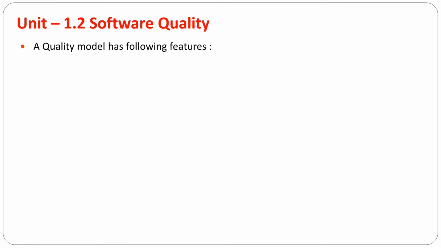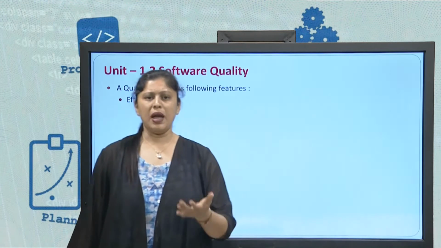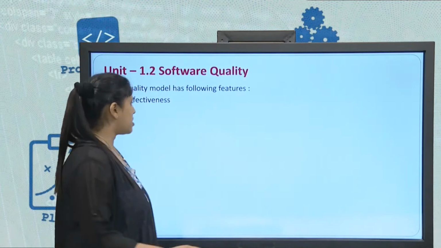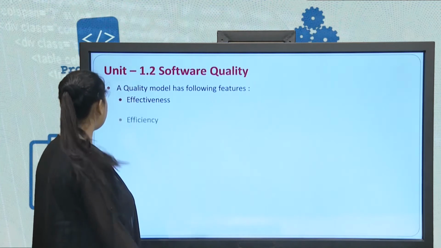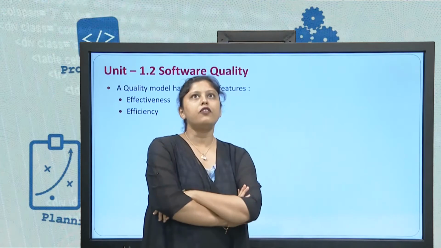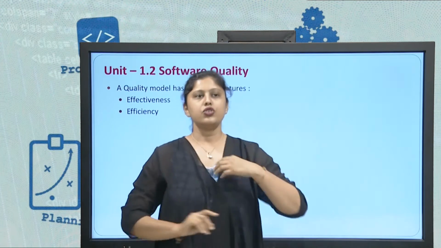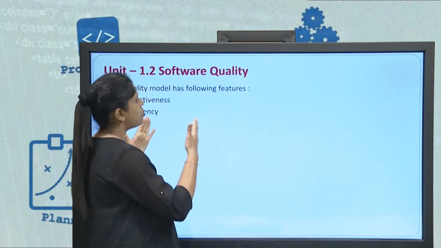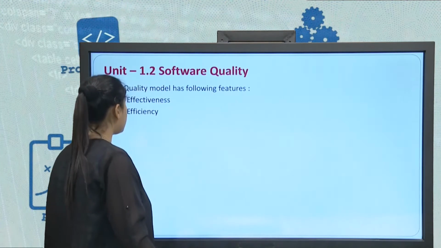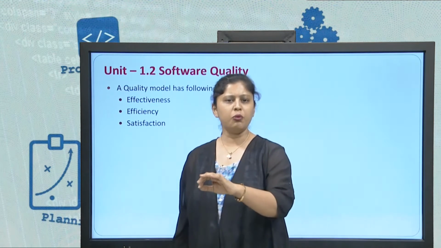Now a quality model has the following features. What are the features of a quality model? First is effectiveness. My particular software should be highly effective, then only can I prove it is a qualitative product. Then efficiency. If I say that my software will not work properly in some environment, I cannot say it is efficient. So in order to check whether my software is highly qualitative, I have to measure its efficiency also. It should be highly efficient. Then satisfaction. Customer satisfaction is the one which is utmost required.